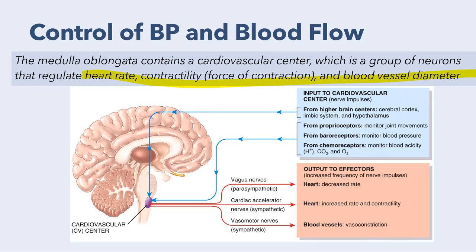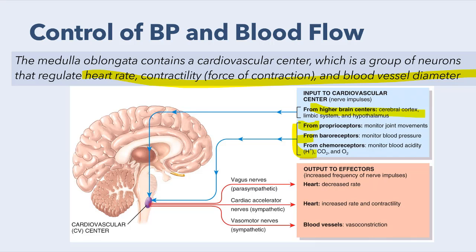It can receive input from higher brain centers, such as the hypothalamus or the cerebral cortex. And it can also receive input from different sensory receptors. What are these sensory receptors? We're talking about proprioceptors, baroreceptors, and chemoreceptors. And these are constantly monitoring conditions such as blood pressure, blood acidity, and then sending impulses or signals to the cardiovascular center in the medulla.